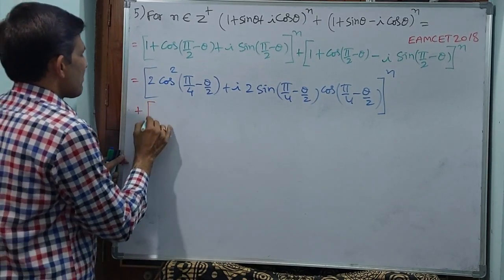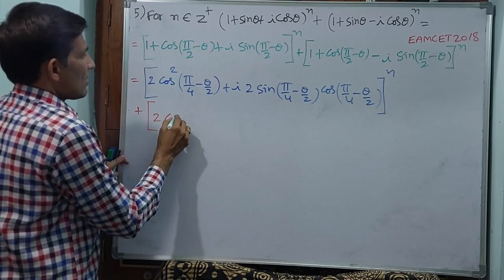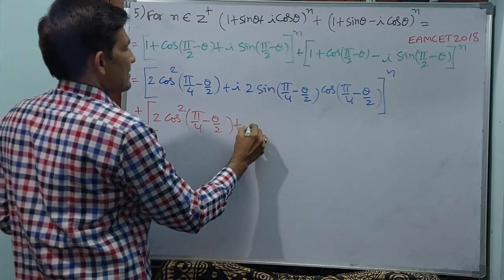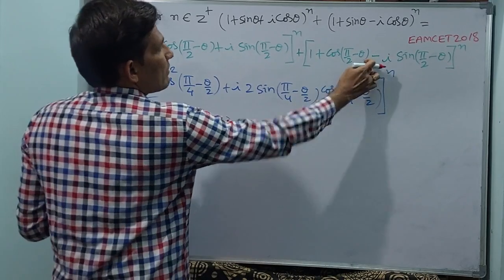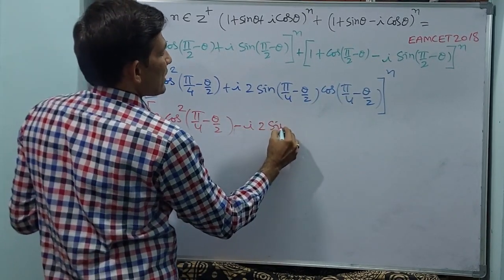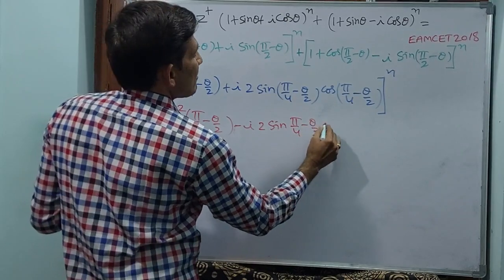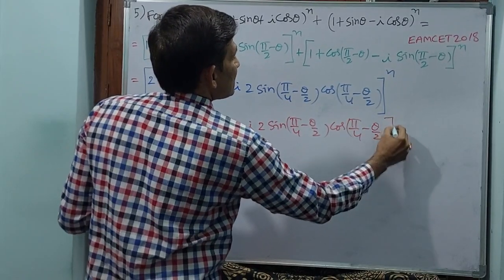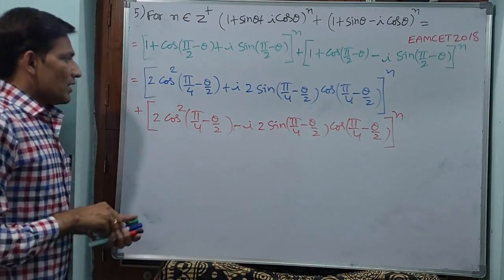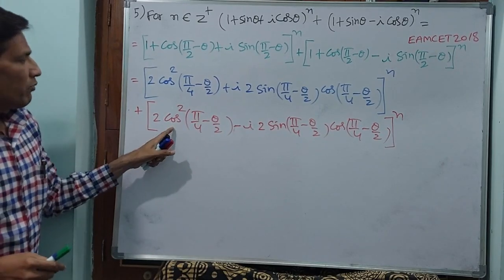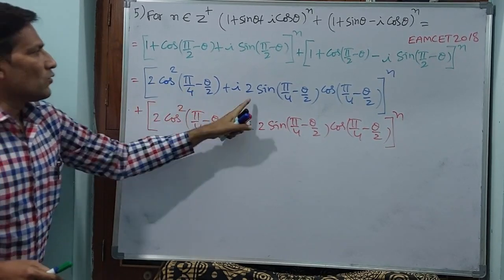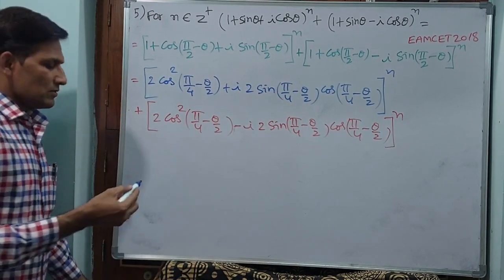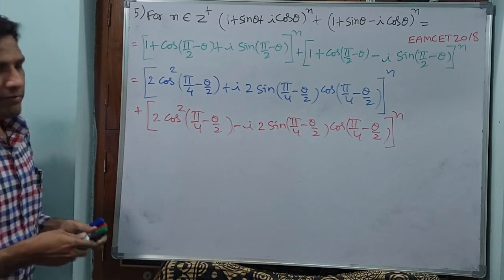Again the same thing will happen with minus. 2 cos square pi by 4 minus theta by 2, plus I, not plus, minus will come. Minus I 2 sin pi by 4 minus theta by 2 cos pi by 4 minus theta by 2. Okay, power n. Now both 2 cos theta, 2 cos theta are the same. You take it out. Shall I take from both at one go? We can take, that is not a problem. You see what I am doing now?